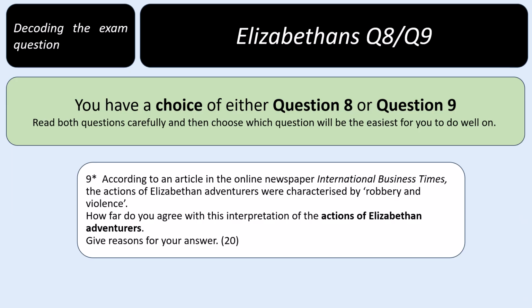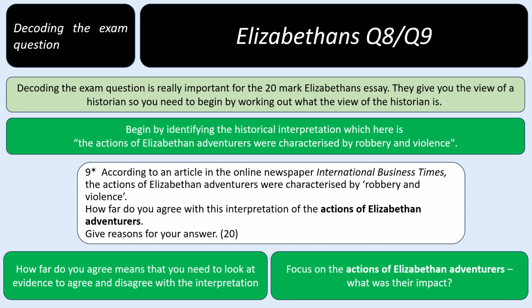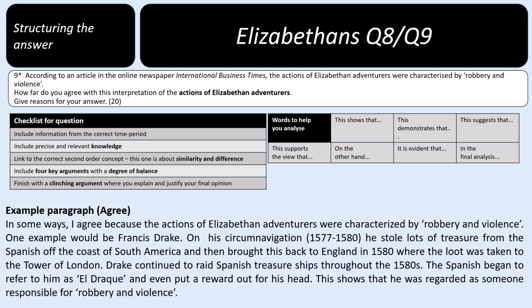Okay, the final question we're going to look at is this idea of the Elizabethan adventurers. According to an article in the online newspaper International Business Times, the actions of Elizabethan adventurers were characterised by robbery and violence. How far do you agree with this interpretation of the actions of Elizabethan adventurers? So obviously the key thing here is to think about those Elizabethan adventurers you've looked at and think about what is the evidence that their actions are characterised by robbery and violence, but obviously you're going to need a disagree with this. So you need to know your Elizabethan adventurers well, know what they did, what motivated them, for example, and what actions they actually took.